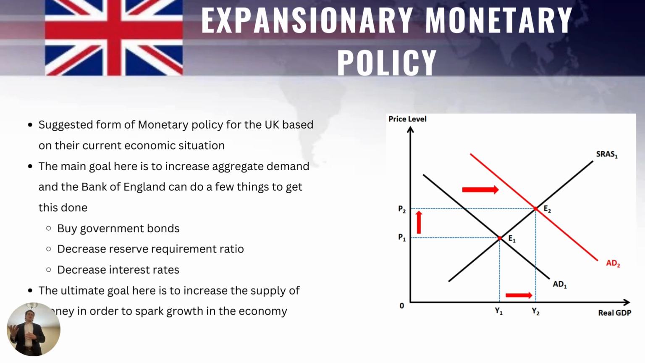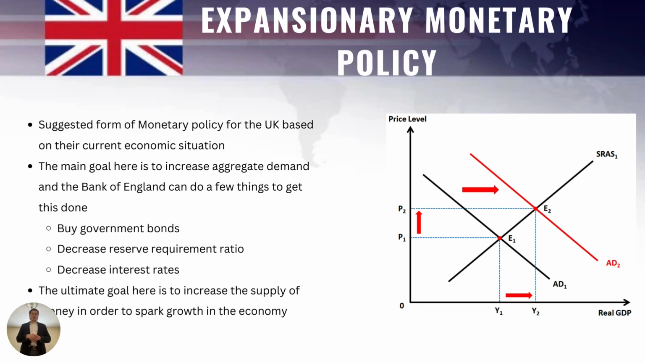So, the main goal here is to increase aggregate demand. As you can see in the graph, you're increasing the aggregate demand to get back to that long run equilibrium. There's a couple ways that the central bank of the UK, which is the Bank of England, can do this. First off, they can buy government bonds to stimulate some growth. They can also decrease the reserve requirement ratio. Basically, what this does is it decreases the amount of money that a bank has to hold on to when they get deposits. And this frees up more money for them to invest into other things and spread through the economy to increase the money supply and get some growth going.